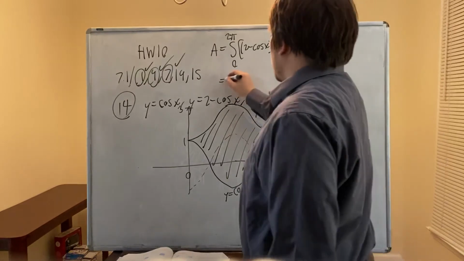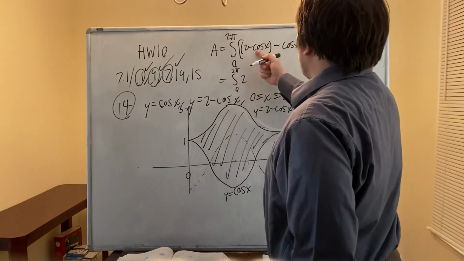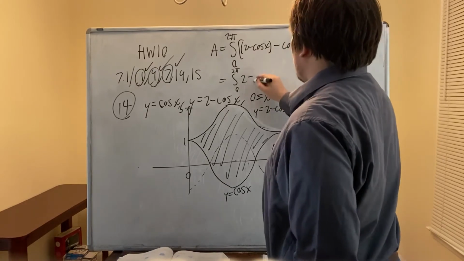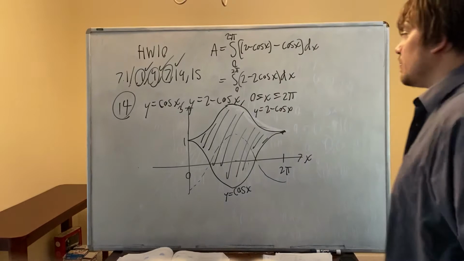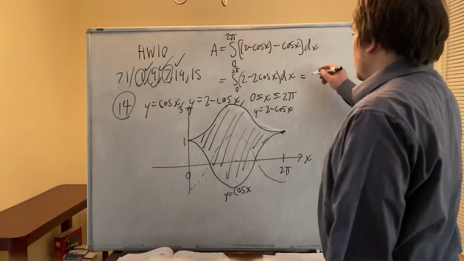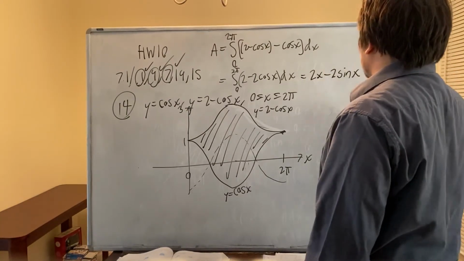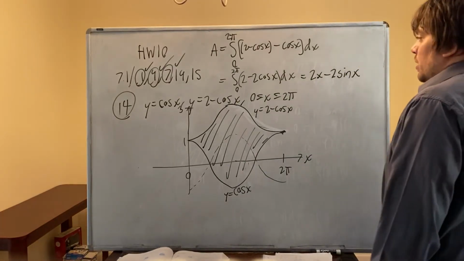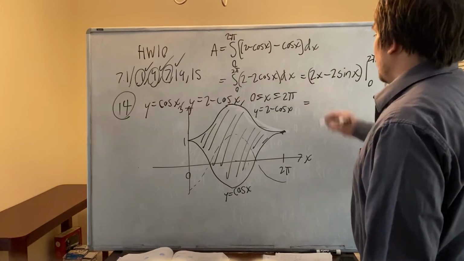So you just find that integral, definite from 0 to 2 pi. 2 minus cosine x minus cosine x is 2 minus 2 cosine x dx. Okay, and so you find the antiderivative. That's equal to 2x minus 2 sine x. And so you evaluate this from 0 to 2 pi.